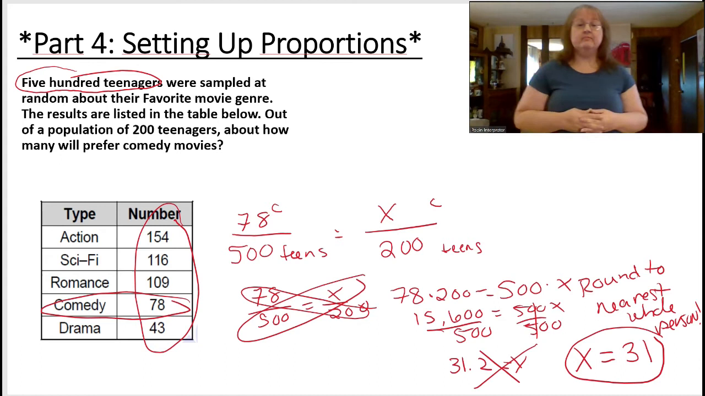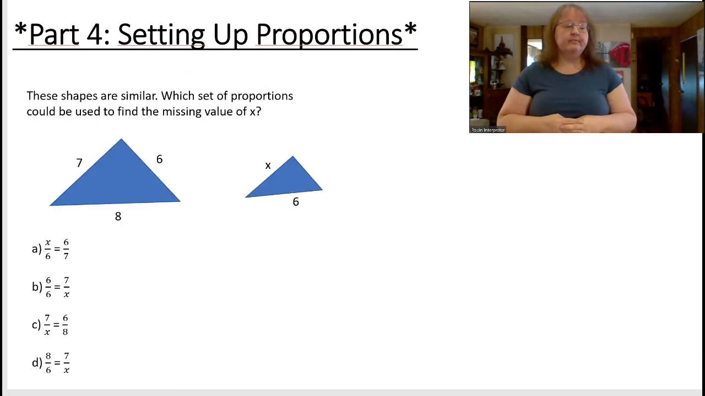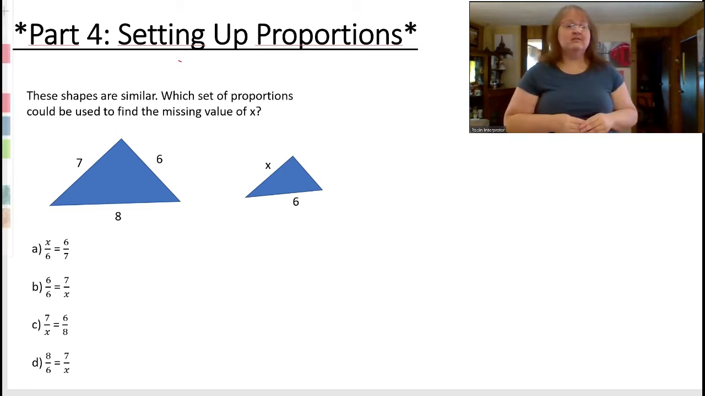All right, one more example I want to show you that's using proportions but not using a table or a graph is one using shapes. This question says these shapes are similar. Similar is the same thing as being proportional in a way when we're talking about shapes. It just means one may be a little bigger than the other in size, not in value, but in size. So this is what helps me solve this type of problem.